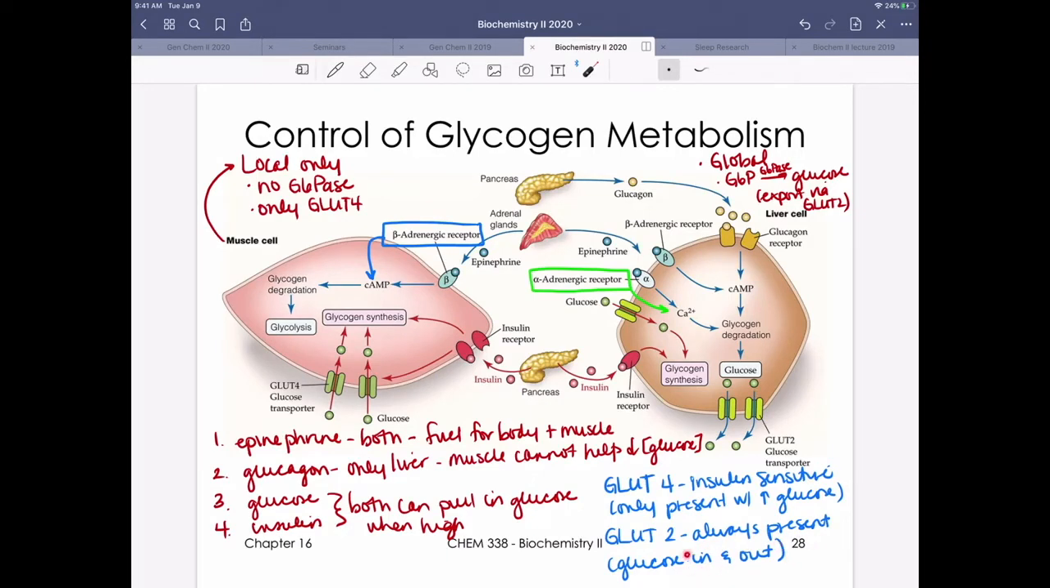Because they're always present and they always operate in a facilitated diffusion manner, they're going to be moving glucose in under high blood sugar levels and allowing it to be exported out when we have low blood sugar levels and a global need for glucose.